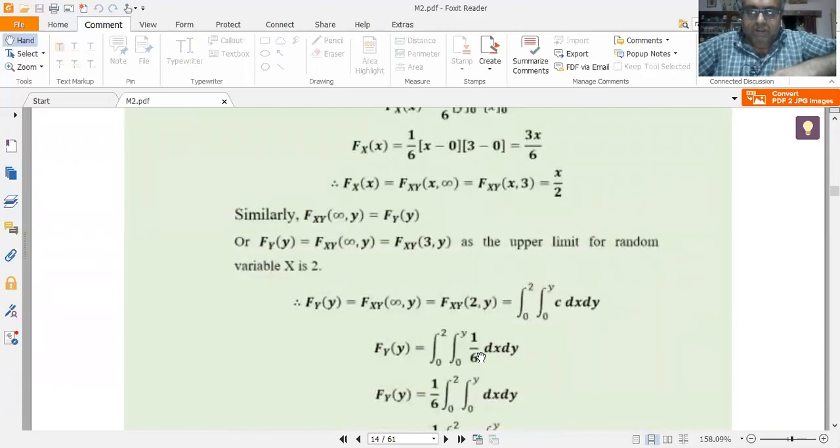Okay, there is a small printing mistake in this problem, which I shall correct. Just a minute. Let me correct it here.